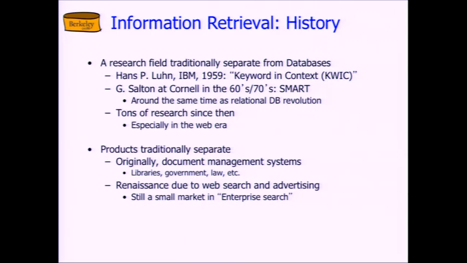In the 60s and 70s, there was a guy named Gerald Salton at Cornell who did quite a bit of work in information retrieval when the field wasn't considered very important or interesting by most people. And he had a system called SMART that did not only the keyword search, but some of the early work on ranking. And this is around the same time that relational databases are happening. So this gives you a sense of history. The relational database is being invented, as is the ranked information retrieval system.